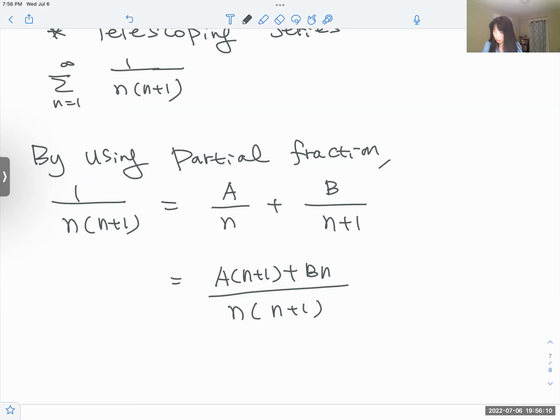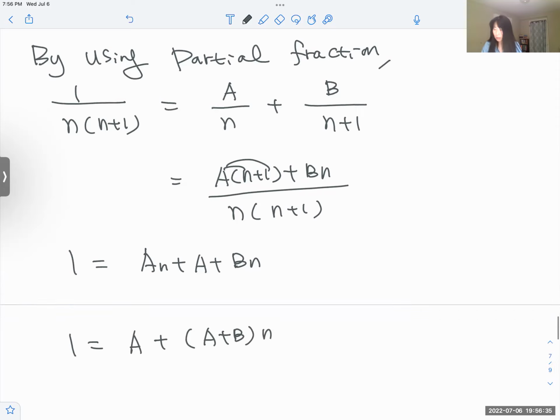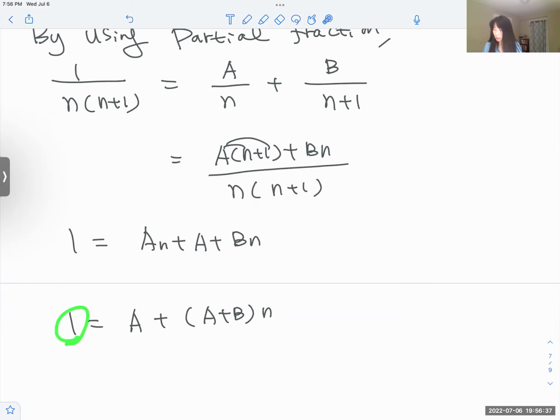So let me distribute. So a sub n, let me write it this way. 1 equals a sub n plus a plus bn. Okay, look, this one will be a plus, let's take out the n term like that, right? Yeah.